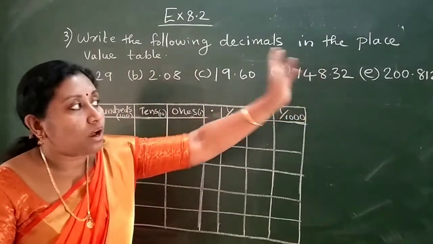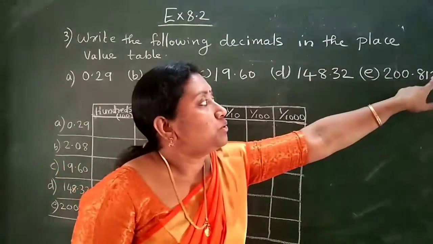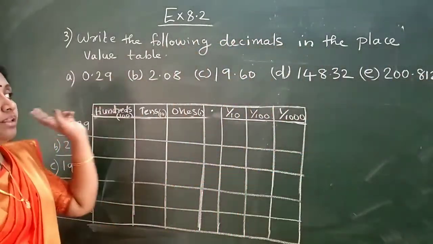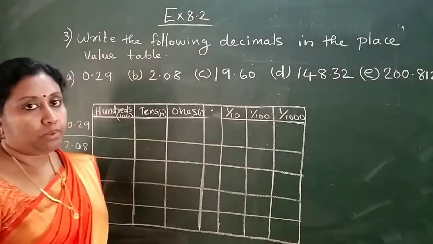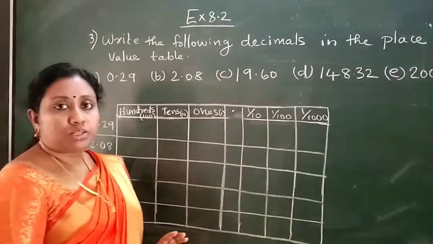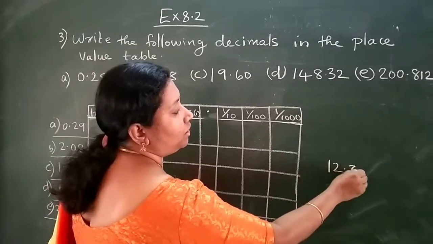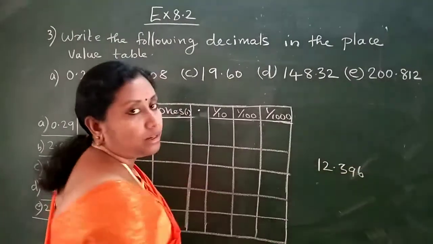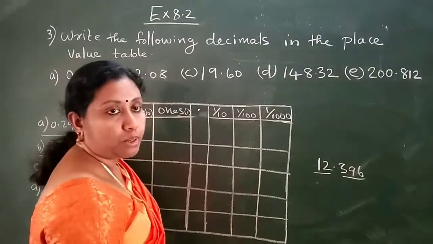In that question how many decimal places are there? 8, 1, 2. 3 places are there. In that case how will you arrange this in one place value table? That means you know which are the parts of a number. Yes, suppose 12.396. In that case, this is the whole number part and this one is the decimal part.